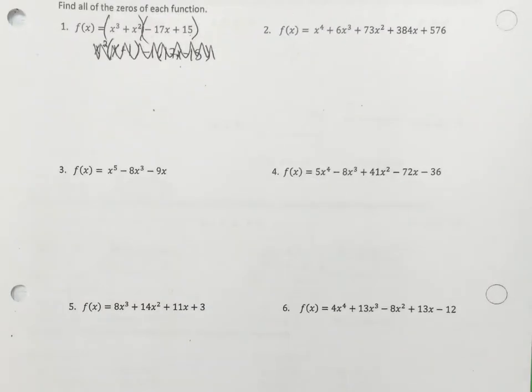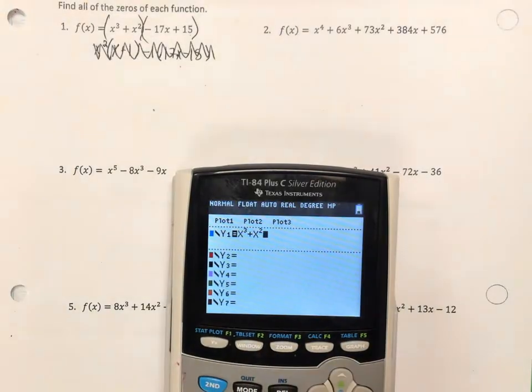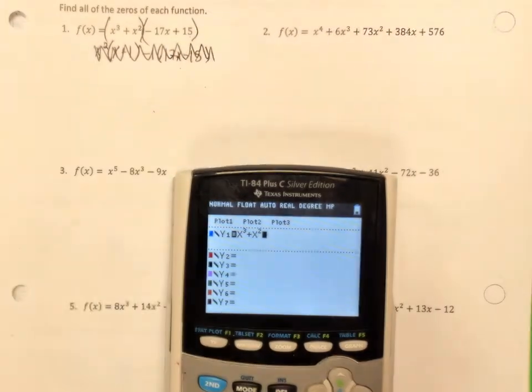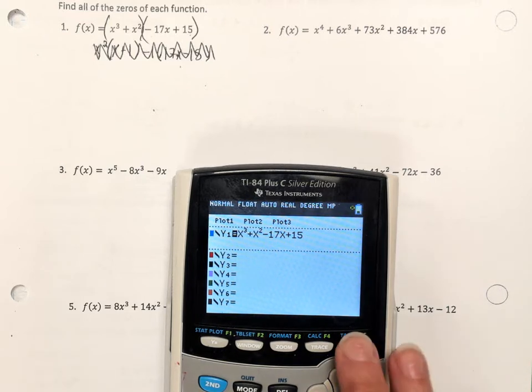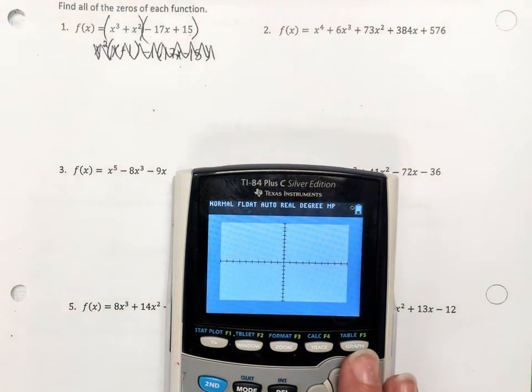Did you get it? Yeah. Okay. You're welcome. And then subtract 17x, and then plus 15, right? It's a cubic graph, so you know it's going to make the cube shape, with a parabola up and a parabola down.